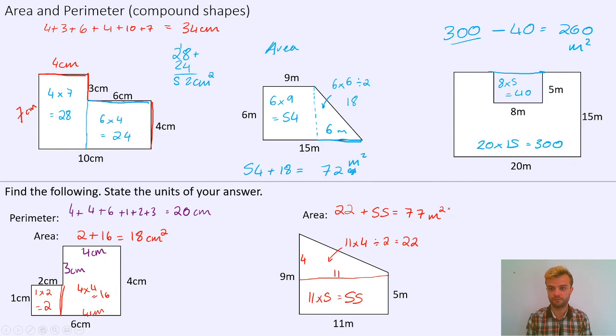But do just be careful that you take the correct width of your rectangles and don't accidentally take the width of the entire shape instead of just the width of the part you're finding the area of. And that's area and perimeter of compound shapes. Hope that helps.